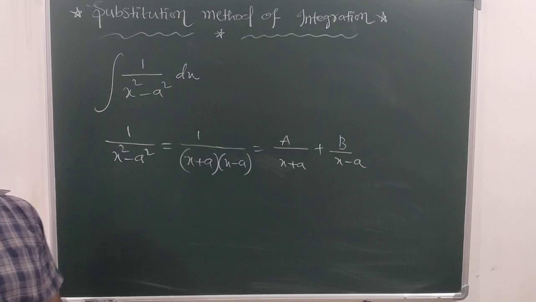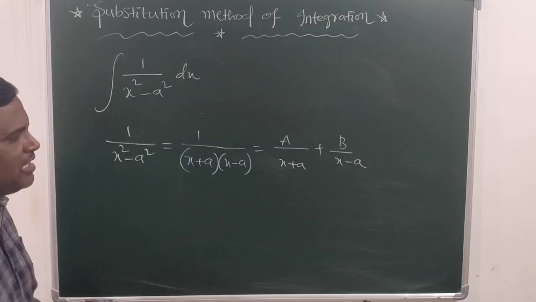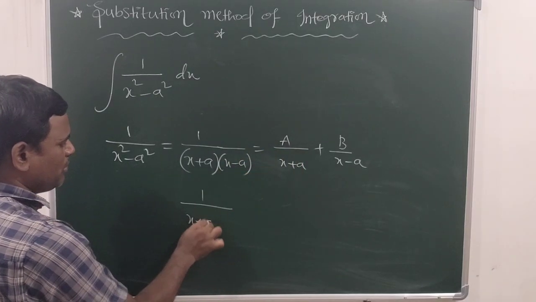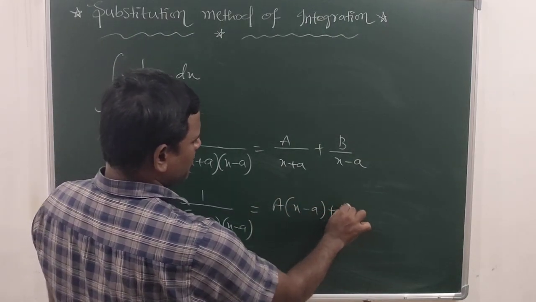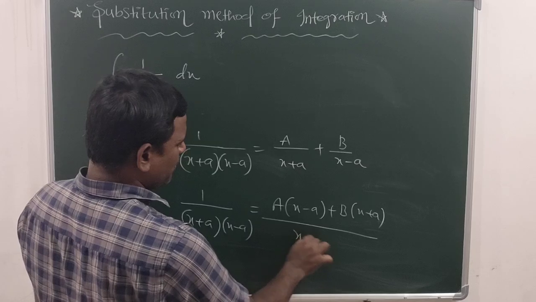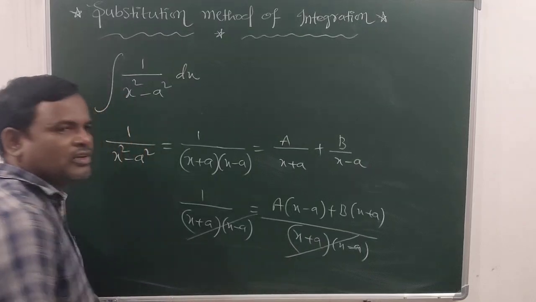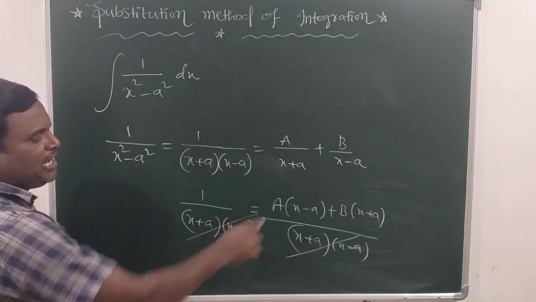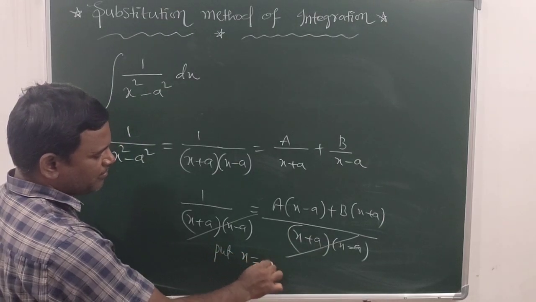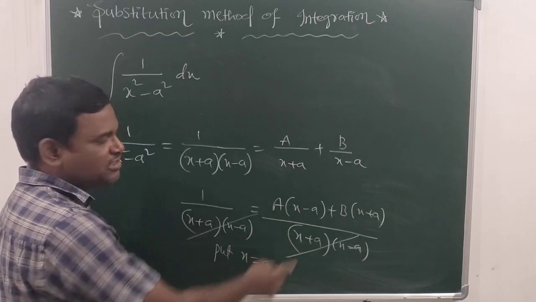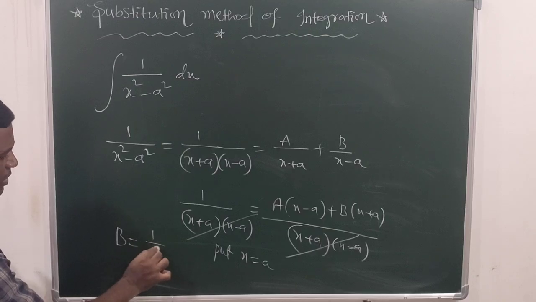So the denominator contains two non-repeated linear factors. In such a case you have to write it like that: A by x plus a plus B by x minus a. Now take cross multiplication. So 1 by x plus a and x minus a is equal to A of x minus a plus B of x plus a, whole by x plus a x minus a. Cancel both of them and obtain A and B. To get capital A and capital B, I would like to write x equal to a. On writing x equal to a on both sides, this is going to become 0 and B is equal to 1 by 2a.